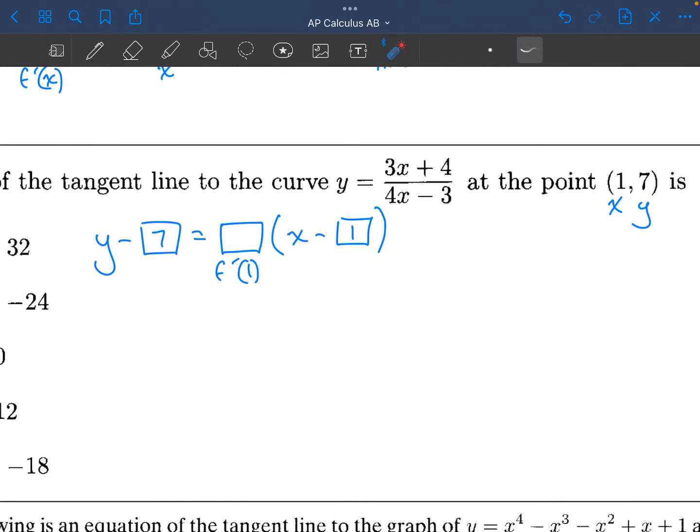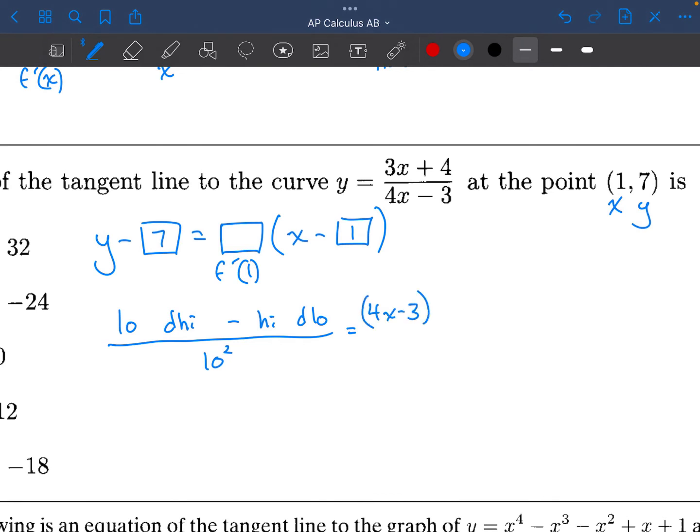And the hard part about that is taking the derivative is going to require the quotient rule. Let's relist what the quotient rule is. Quotient rule is low d high minus high d low, all over low squared. So low is going to be 4x minus 3. The derivative of the top, d high, is going to be 3, minus high, which is 3x plus 4, times d low, which is going to be 4. And then that's all going to be divided by low squared, which is (4x minus 3) quantity squared.